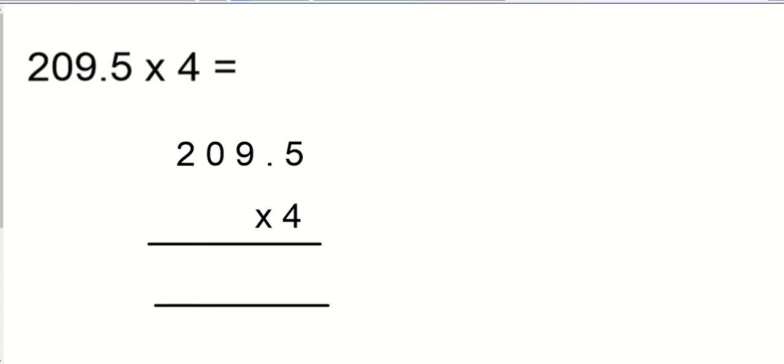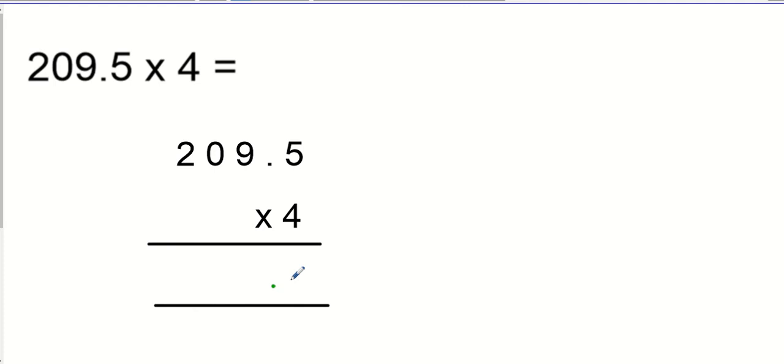Now with the 9 times table, it's really close to the 10 times table. So if I was doing 9 times 4, I could do 10 times 4, which is 40, and then take one lot of 4 away. Now, instead of doing this multiplication, you might decide that you want to double 209.5 and then double it again. If you double something, you're timesing it by 2. If you double it again, you're timesing it by 4. The most efficient way, though, is to do short multiplication like this.